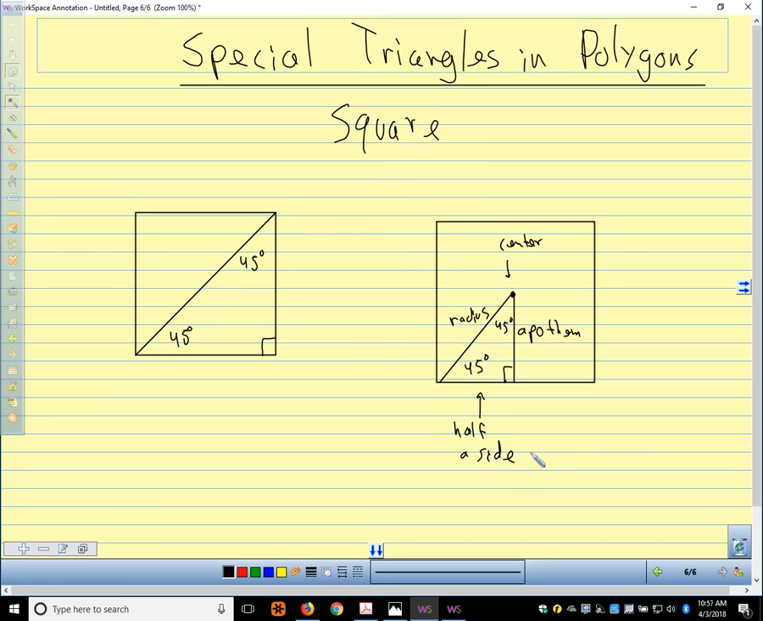So sometimes you're given a problem with some piece of information there, and you need to use that little 45, 45, 90 triangle to find other pieces of information. So those are two different ways that we can get a 45, 45, 90 triangle in a square. All right, we're good there.